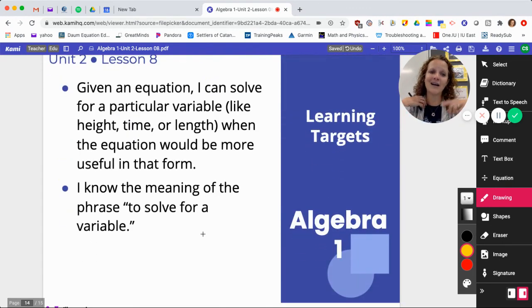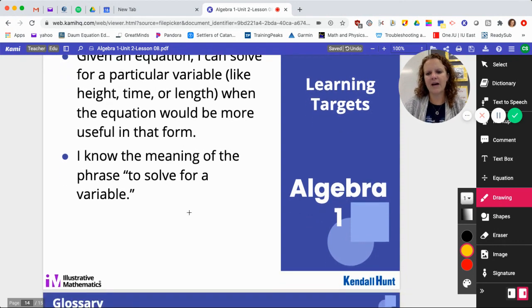All right, your learning targets. Given an equation, I can now solve for a particular variable, like height, time, or length, when the equation would be more useful in that form. I know the meaning of the phrase to solve for a variable, okay? Solving for variables, I know in your homework you've done density equals mass divided by volume. When you just have letters, it can be so much harder to figure it out.